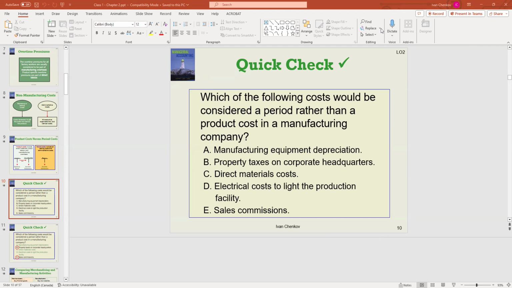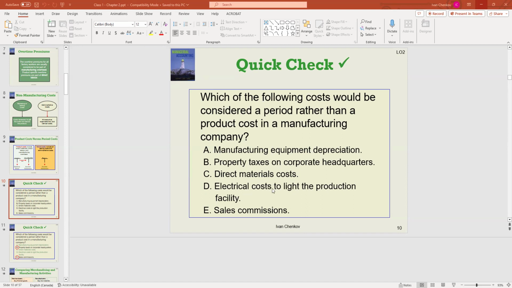Manufacturing overhead. Yes, it is manufacturing overhead. Yes, you're correct. All right, so let's see the next one. Property taxes on the corporate headquarters. What kind of cost will that be? Product cost or period cost? Definitely period cost, yes. Direct material cost. What kind of cost will that be? Product cost or the period cost? Product cost. This is clearly direct material.